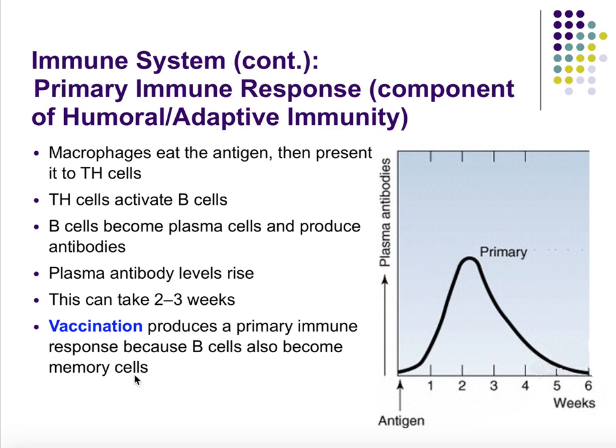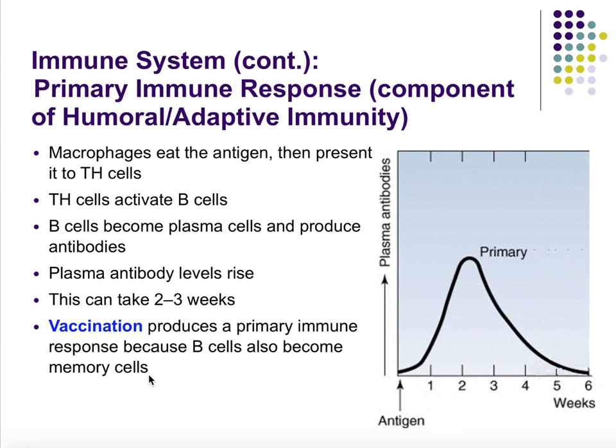Okay, so this is why you get a vaccination. When you get a vaccination, what you're trying to do is turn on this primary immune response and make some antibodies, yes, but more importantly, you are trying to activate your B cells to make memory cells.